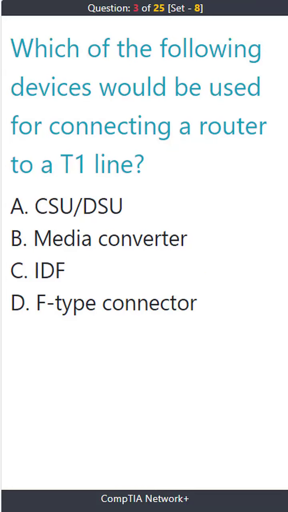Question 3. Which of the following devices would be used for connecting a router to a T1 line? A. CSU/DSU. B. Media converter. C. IDF. D. F-type connector.